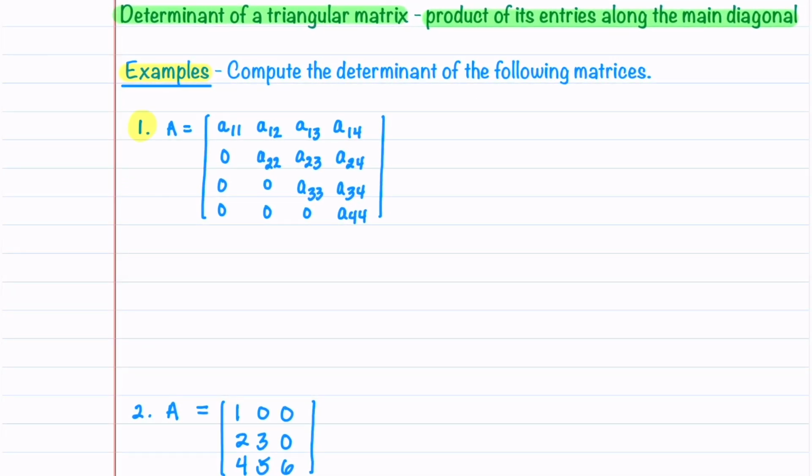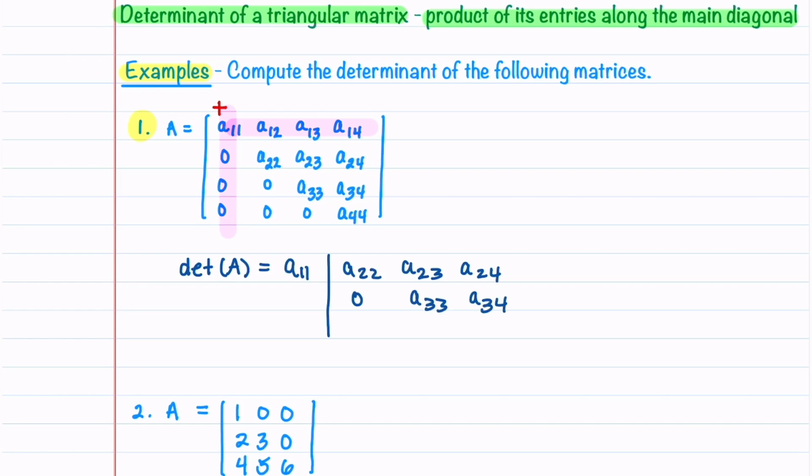I'm going to compute the determinant of this first matrix by doing cofactor expansion along the first column because that has the most zeros. This first term will be a plus. We have determinant of A is equal to A11 times the 3 by 3 determinant that's left. This is A22, A23, A24, 0, A33, A34, and then 0, 0, A44.